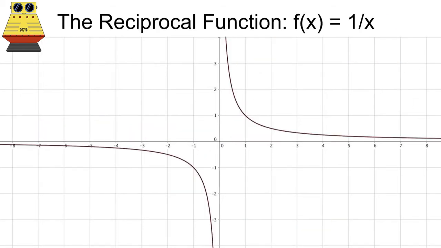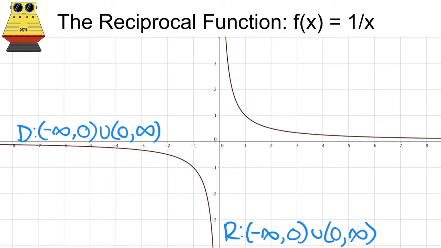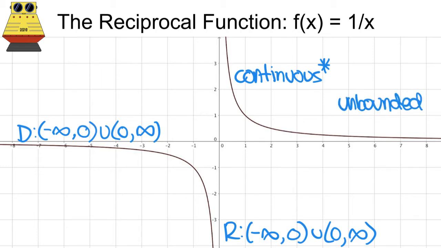The reciprocal function is 1 over x, and it's a pretty common function to use in science. The domain is (negative infinity, 0) union (0, infinity). And the range is the same as the domain. This function is actually continuous on its domain, but it's discontinuous at x equals 0. We don't need to get all riled up about this, but because x equals 0 is not part of its domain, we call this function continuous. It's unbounded and symmetric about the origin. So it's an odd function.